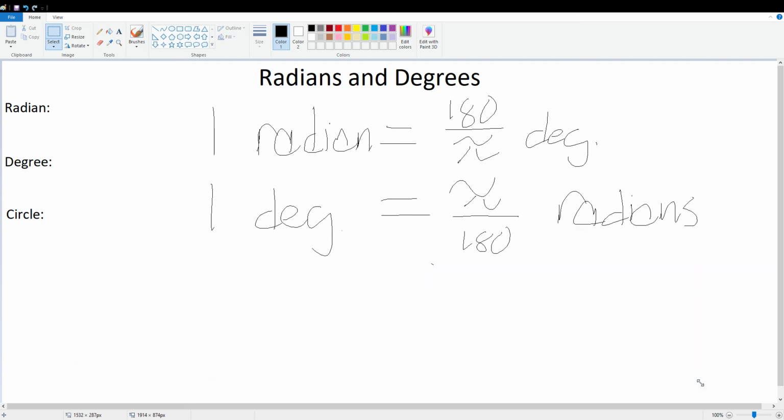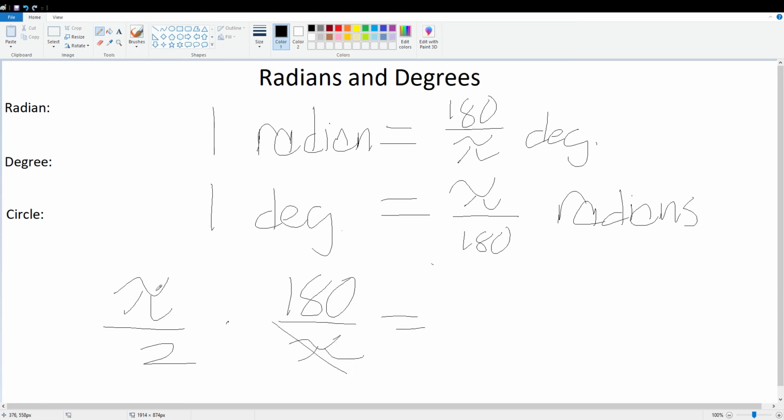The next example is doing that in reverse. We'll do pi over 2. Since this is a radian and we're going to convert it to degrees, you have to multiply it by 180 over pi instead. Here, the pi symbols cancel out because of multiplication. So you would get 180 over 2, which equals 90 degrees, meaning that pi over 2 as degrees would be 90 degrees.